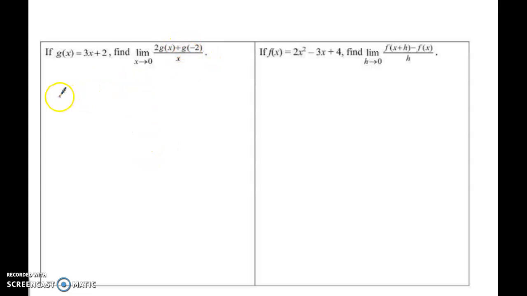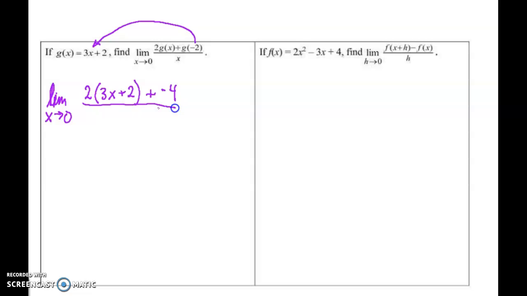So as we look at this next problem, just a reminder is we want to make sure we write limit until we start plugging something in. So right now I'm just going to replace g of x with what it's equal to. Notice how I'm putting the parentheses in there. That does matter. And then plus g of negative 2, we'll just plug in negative 2 for x and figure out what that is. So that would give me negative 6 plus 2 is negative 4 all over x.